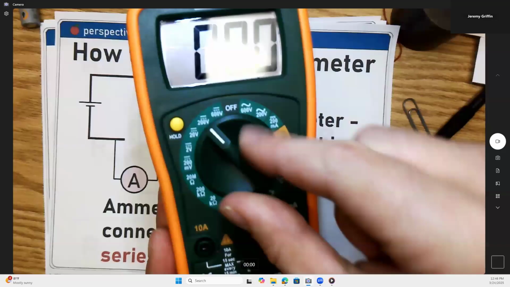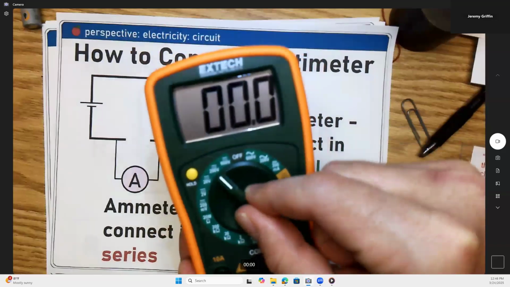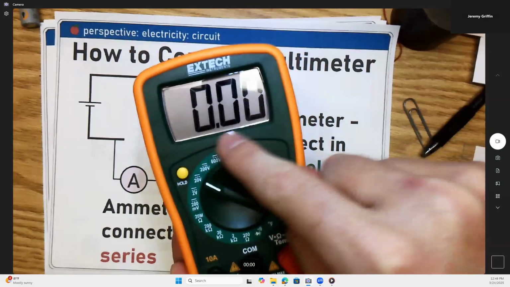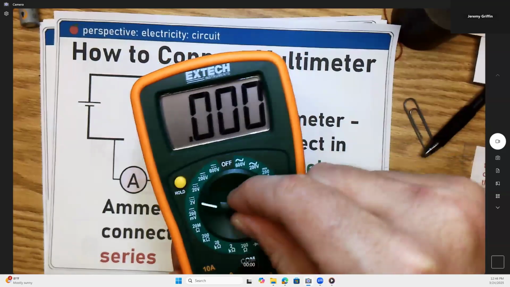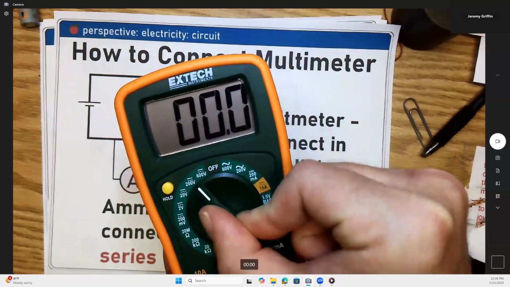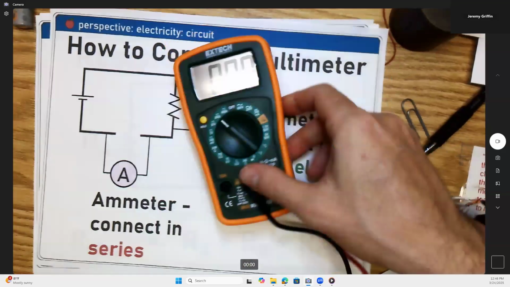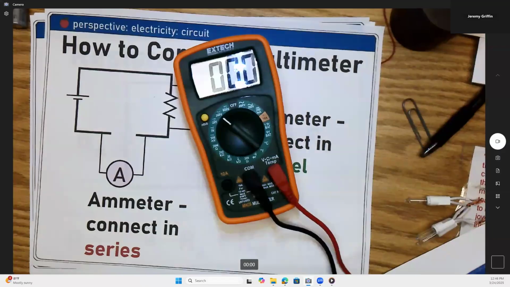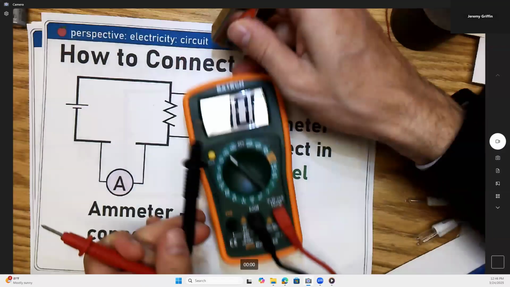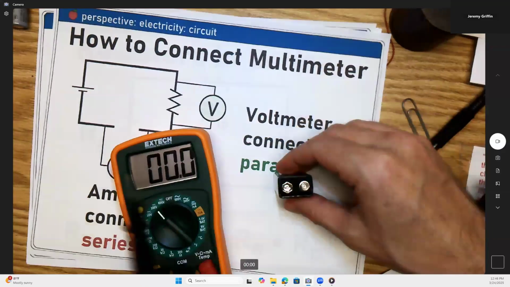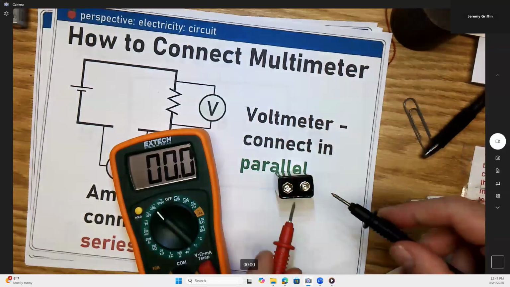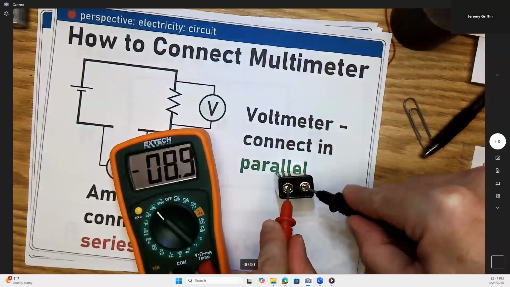Now these in the top left, they're all for volts on the battery. All it does is move the decimal point. Guys, watch this decimal point. You guys see that decimal point floating around? Right now it's 0 volts. But if I take these 2 leads and put them on this 9-volt battery, what do you guys think this 9-volt battery is going to read? It's going to be 9 volts. Let's see if it is.